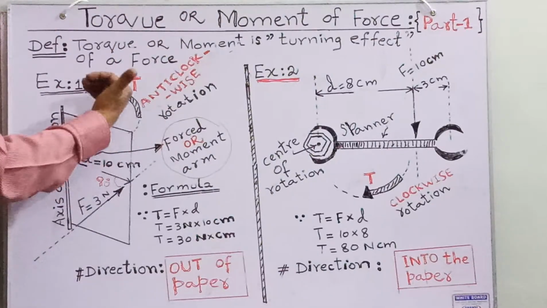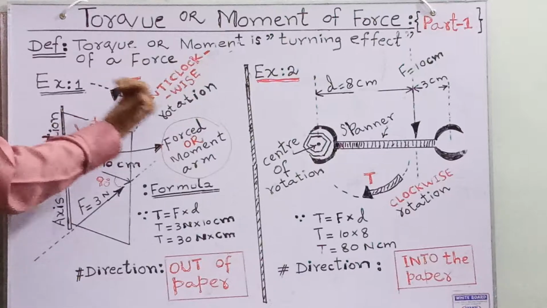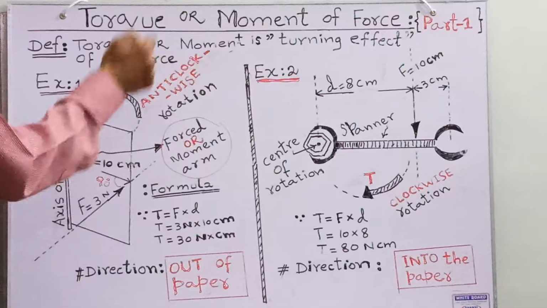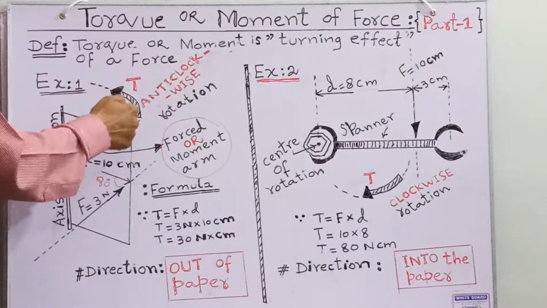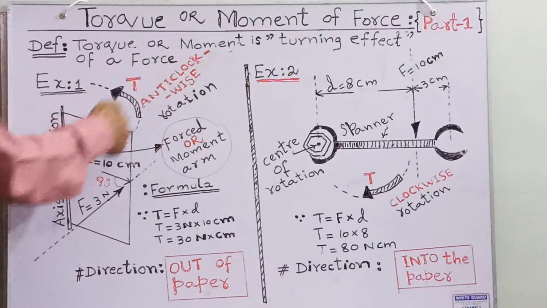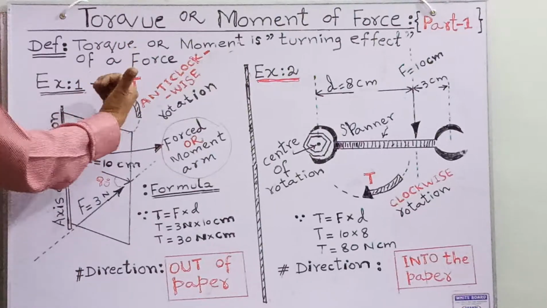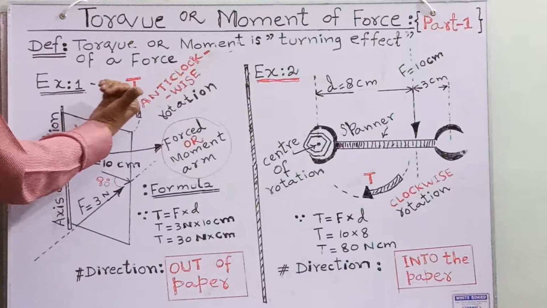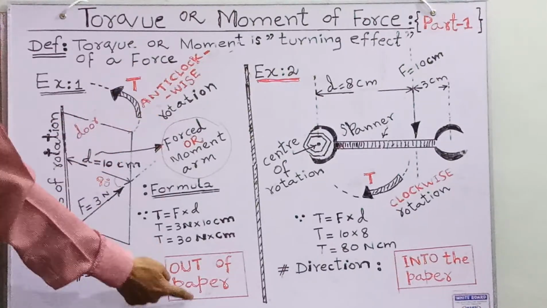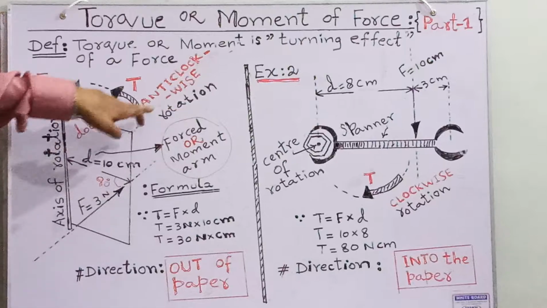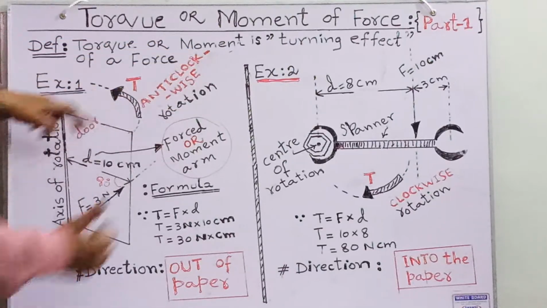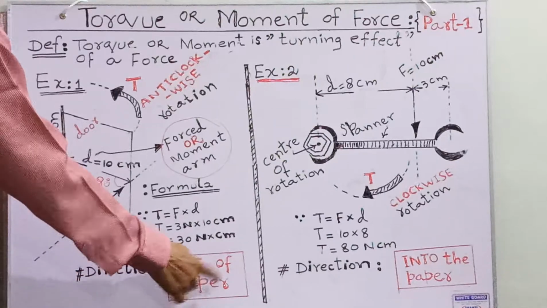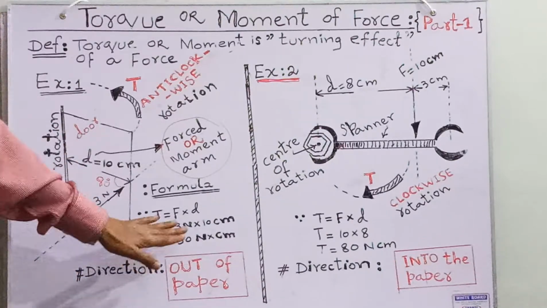When the rotation of the body is anti-clockwise, the thumb will show the direction of torque or moment. In this case the rotation of the door is anti-clockwise, so the thumb is pointing outward. It means the direction of the torque is outward, or out of paper. Note this: when the rotation of the body is anti-clockwise, the direction of the torque is out of paper. This principle will never change.